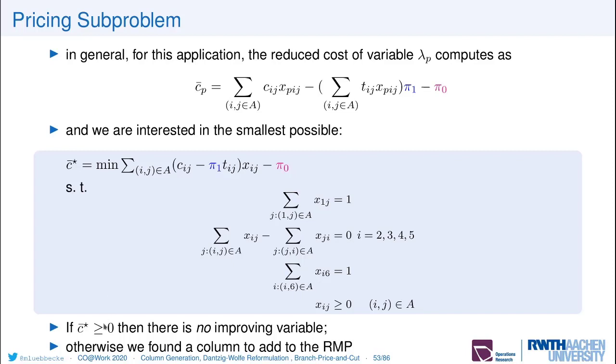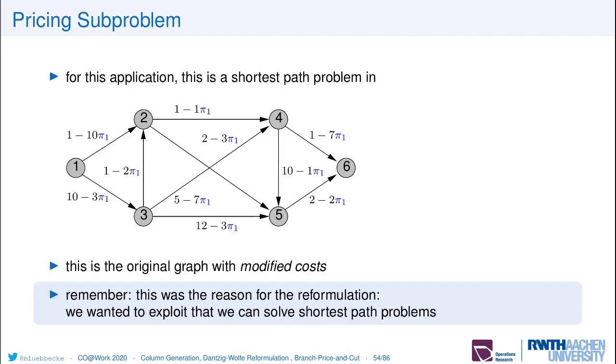This is the pricing problem, and if the optimal objective function value is non-negative, we know there is no improving variable. And otherwise, the x_ij here will encode a path from 1 to 6, and that corresponds to a variable in the restricted master problem. We should add there and potentially have progress. Okay, so this is column generation.